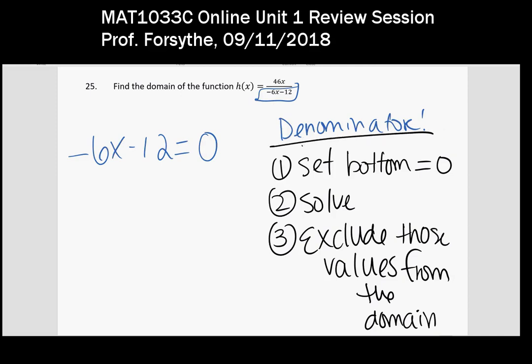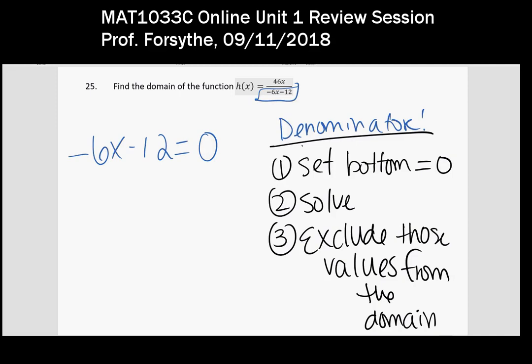So if you have a denominator, you're not going to have all real numbers, because if you have a variable in the denominator, there could possibly be a way that you end up with a 0 in the bottom, and you don't want that to happen. So anytime your x could give you a 0, you want to exclude that from your domain. So let's figure out when the bottom would be 0, solve it, and exclude that from the domain.